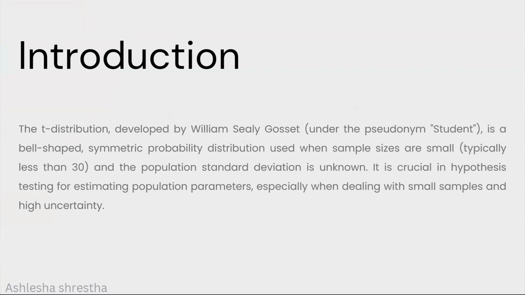The T distribution is a fundamental concept in statistics, especially when dealing with small sample sizes. It was first developed by William Sealy Gosset, who published his work under the pseudonym Student. This distribution is bell-shaped and symmetric, similar to the normal distribution, but it is particularly useful when the sample size is less than 30 and the population standard deviation is unknown.